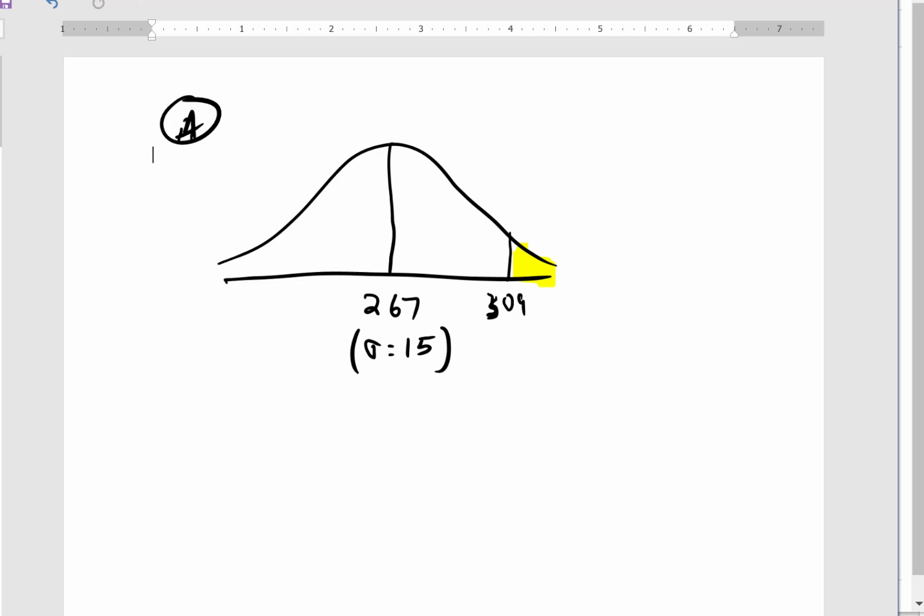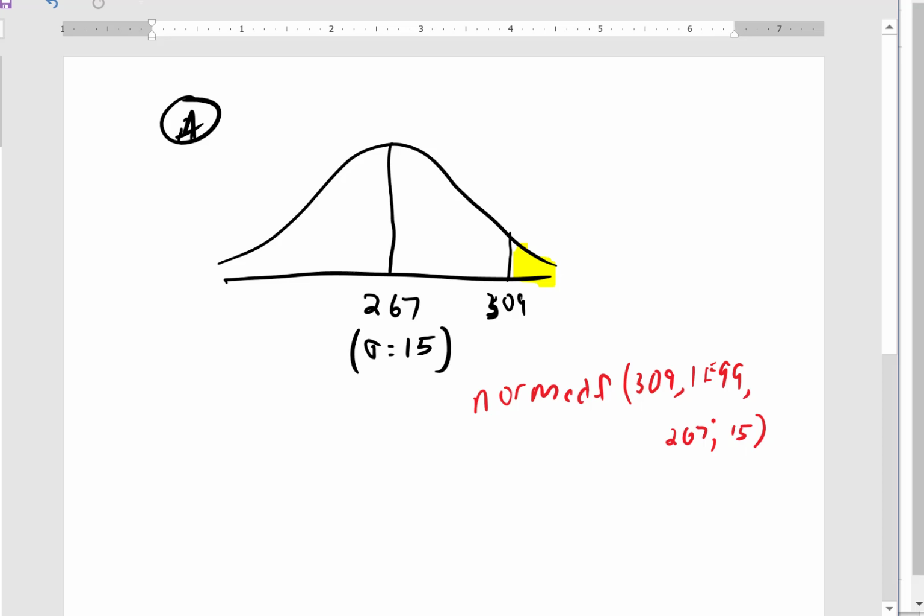You can use the calculator if you want to. The syntax there is normalcdf. If you don't get the nice little stats wizard, the syntax is left bound, in this case 309, then right bound, which in this case goes to infinity. You could put any big number, you could put 1,000 there, but I almost always use 1e99, that's 1 times 10 to the 99th power, the biggest number we can almost put in the calculator. Then I put the mean, 267, and standard deviation of 15. So that's one way to do it.